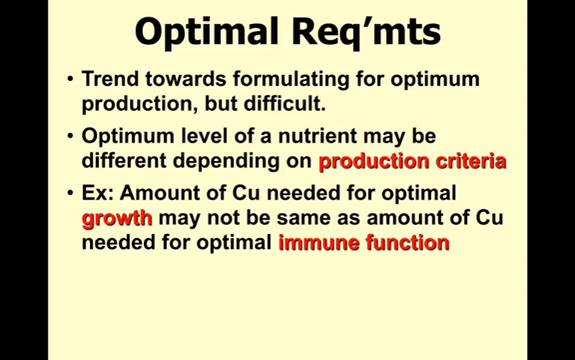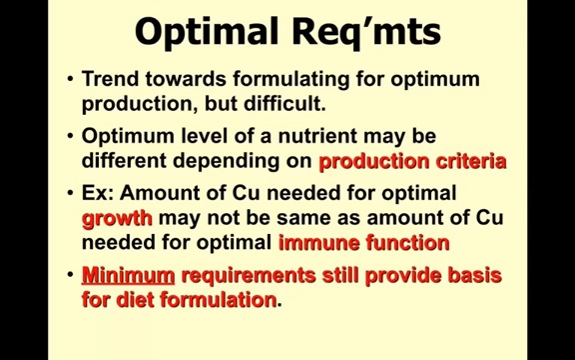An example of this is copper. There's a certain amount of copper that may be needed for optimal growth in, you name the animal, say a pig. However, there may be a different amount that's actually needed for immune function. And so how do you know which one is the best to feed for? Those are some of the things that research has been focusing on, in terms of really understanding what these nutrient requirements are in our livestock, so that we can be the most accurate formulators of diets that we can be.